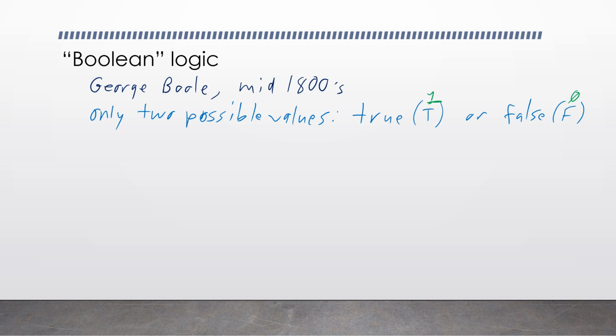Okay, and there are three basic operations that you can do with these values. And, which tests to see if A and B are true, or, which tests to see if A or B are true, and not, which is simply the logical reversal of a value.